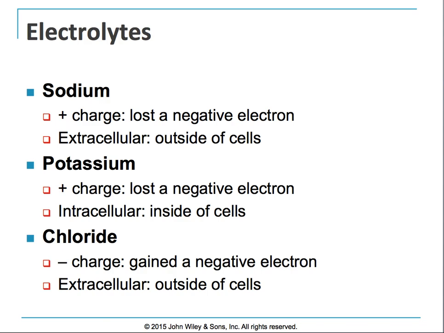So the three electrolytes, sodium, potassium, and chloride. Sodium has a positive charge because it has lost a negative electron, and it exists extracellularly, outside of your cells. Potassium also has a positive charge, so it has lost a negative electron, but it exists intracellularly, or inside your cells. And then chloride has a negative charge because it has gained a negative electron, and like sodium, it exists extracellularly.